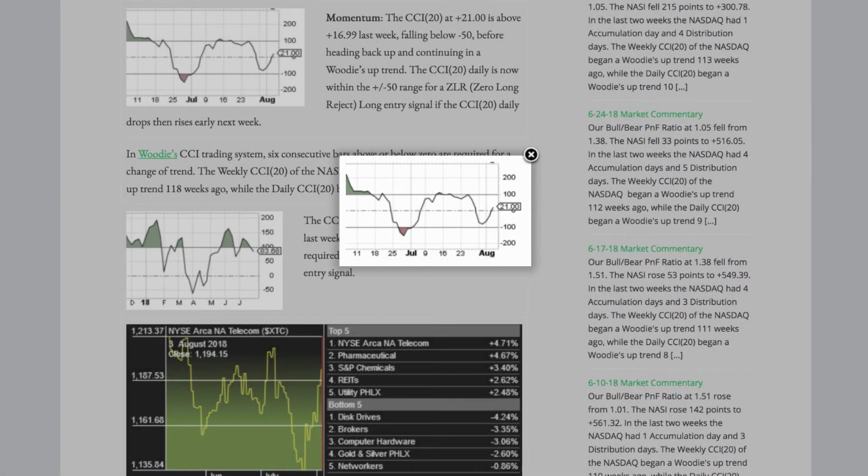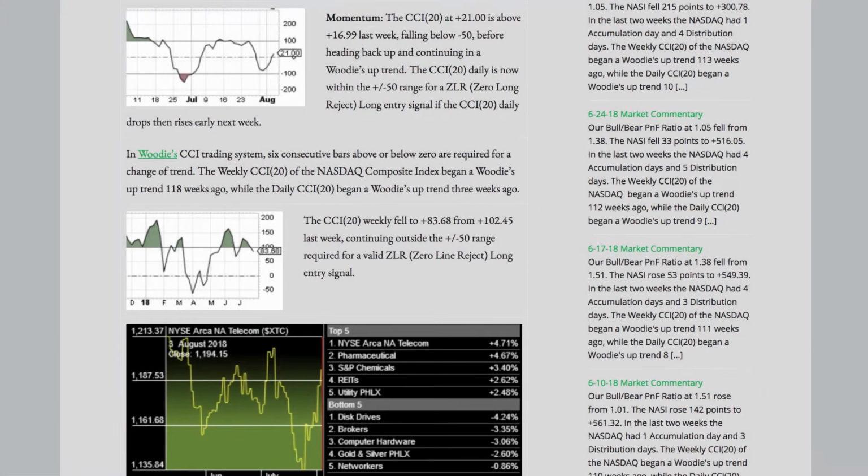Momentum. The CCI 20 daily at a positive 21 is above positive 16.99 last week, falling below minus 50 before heading back up and continuing in a Woody's uptrend. The CCI 20 daily is now within the plus or minus 50 range for a zero-line reject long entry signal if the CCI 20 daily drops, then rises early next week. In Woody's CCI trading system, 6 consecutive bars above or below 0 are required for a change of trend.